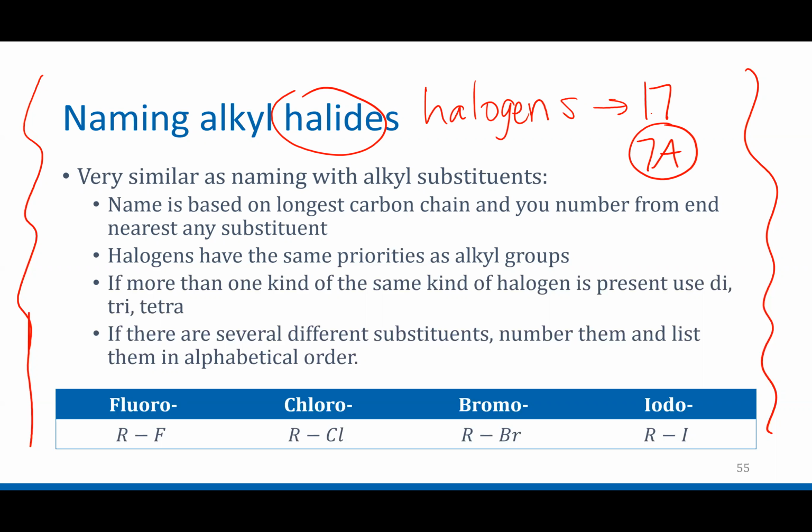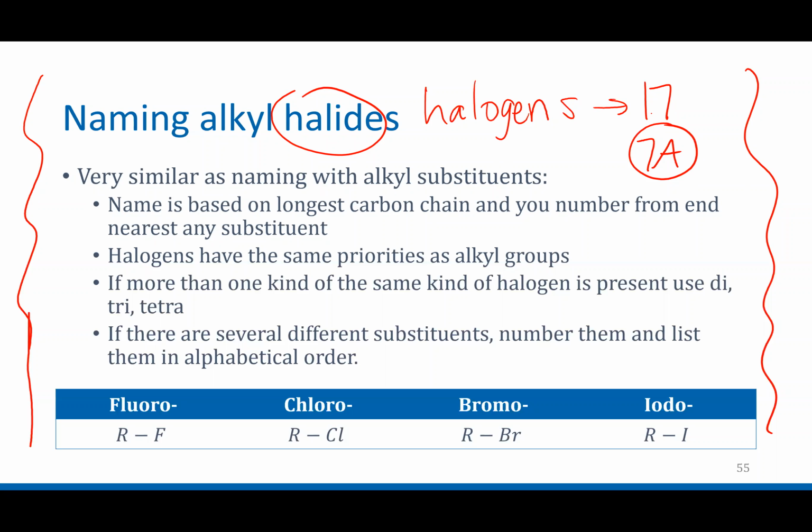These are really easy to name. They're very similar to naming just a regular methyl group or ethyl group. We take the longest carbon chain, we number from the end that is near any branch or substituents. Halogens have the same priorities as alkyl groups. So you would go in alphabetical order. There's no magic priority here. If there's more than one kind of halogen present, so if I had 2 chlorines, you would call it dichloro, 3 would be tri, and if there are several substituents, number them and list them in alphabetical order.